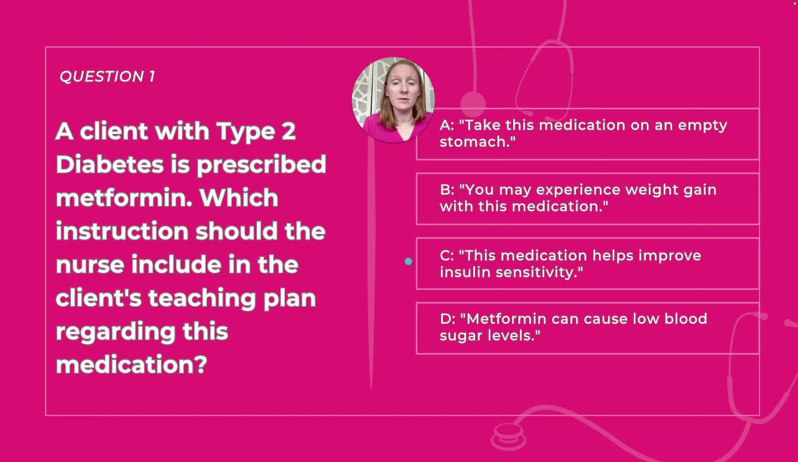C, this medication helps improve insulin sensitivity. This is definitely true. This was one of the 3 effects that we understood happened because of the mechanism of action of metformin. Therefore, we can feel pretty confident that this is the correct answer, but let's check the last one just to be sure. Metformin can cause low blood sugar levels.